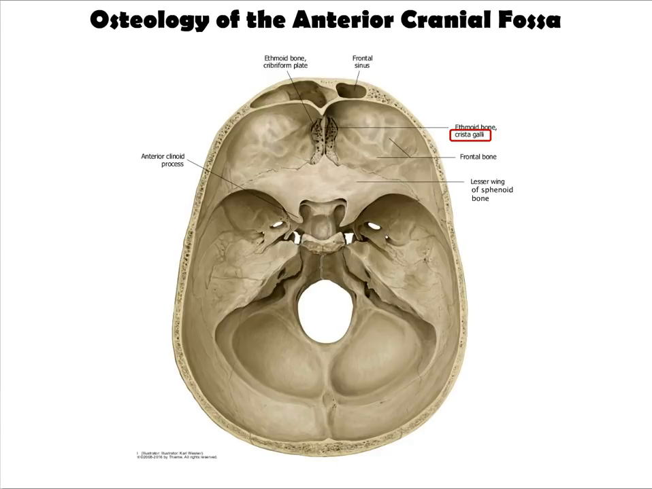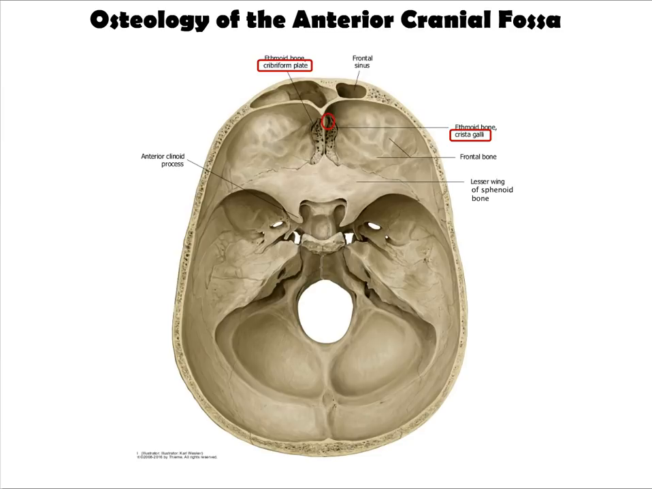This midline process of the ethmoid bone extends from the cribriform plate to provide a point of attachment for the falx cerebri, which is one of the 4 dural partitions in the cranial cavity. More on that in just a moment. The cribriform plate of the ethmoid bone is perforated by 15 to 20 foramina, which transmit the olfactory nerves from the nasal cavity to the olfactory bulb. The olfactory bulb overlies the cribriform plate.